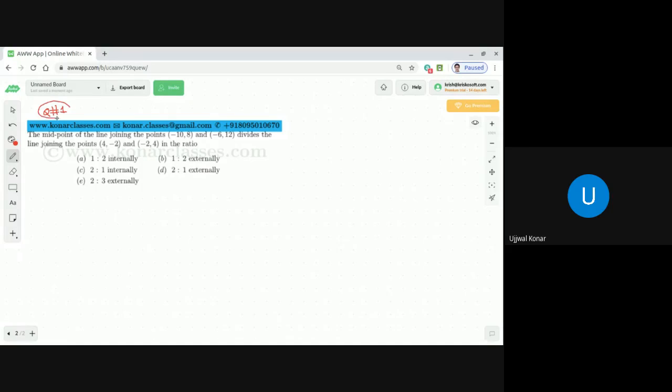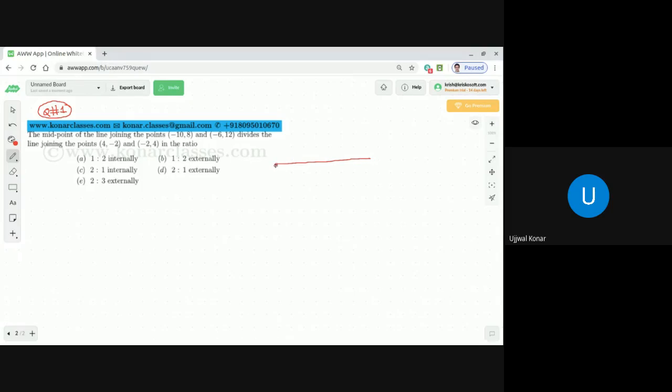The question is: the midpoint of the line joining the points (-10, 8) and (-6, 12) divides the line joining the points (4, -2) and (-2, 4) in what ratio? So, in simple terms, what the question is asking is, what is the midpoint between (-10, 8) and (-6, 12)? So suppose this is the line segment.